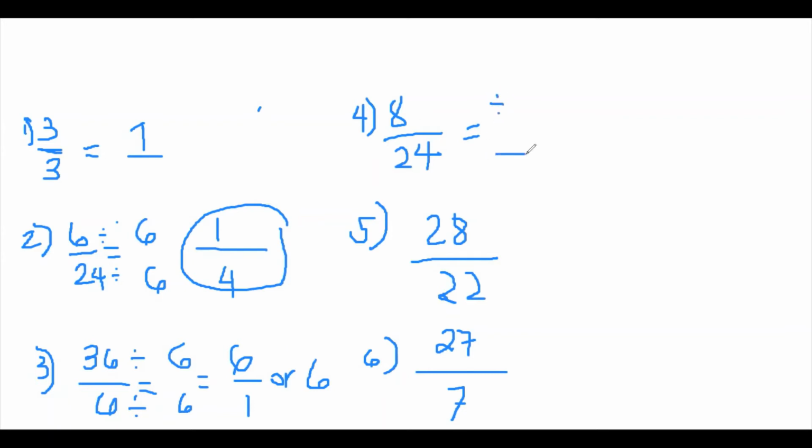Enabling us to reach the final, simplest form of this fraction. So 8 divided by 8 and 24 divided by 8. So we have what? We have 8 divided by 8 is 1 and 24 divided by 8 is what? How many? 3, because 8 times 3 is 24. So the simplest form of 8 over 24 is 1/3.